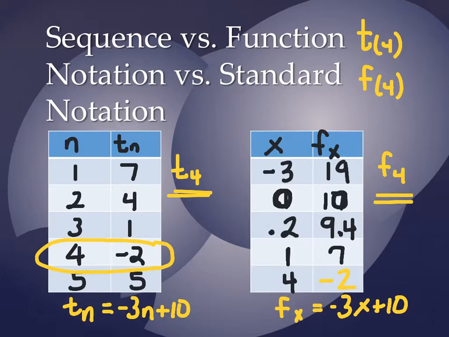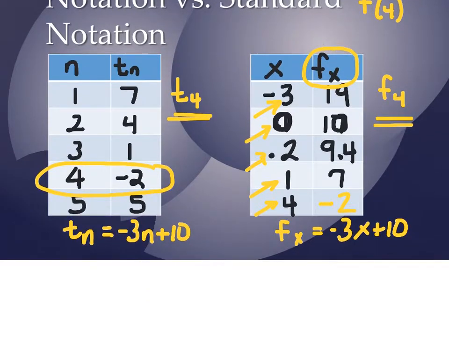The difference between the T's and the f's is that with a function, the input can be negative. It can be 0. It can be fractional or decimal. And then it can be a counting number like 1 and 4. So these two tables look very different because I've included the negative and the 0 and all of that stuff, but they have the same rule.